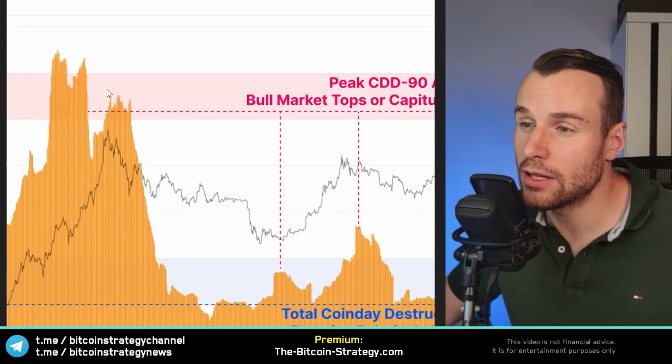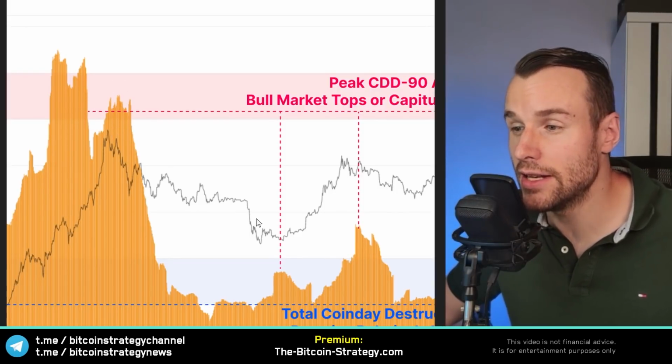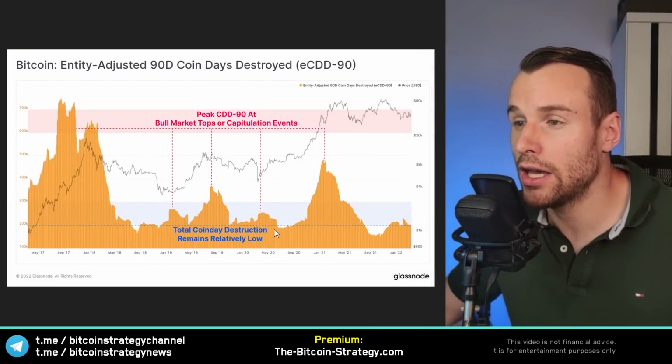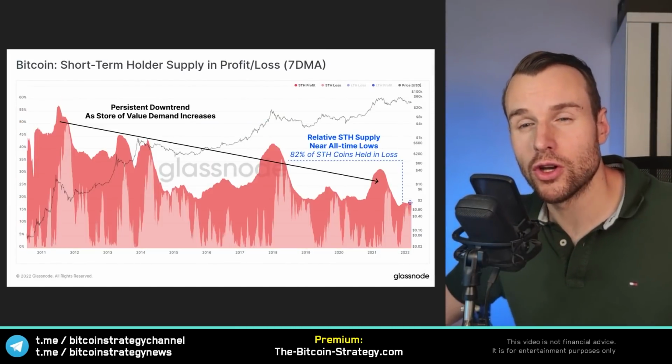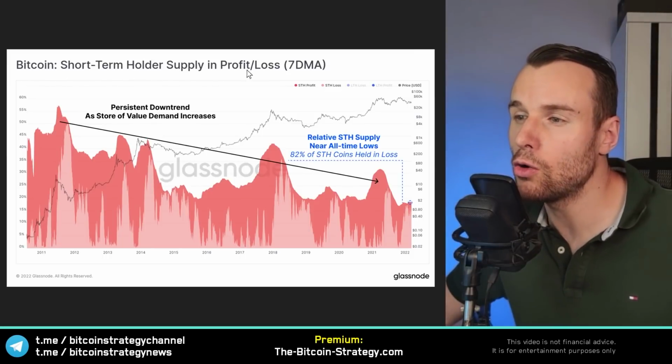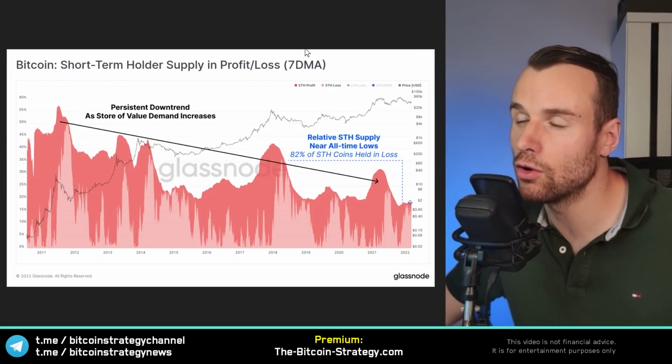It's unlikely that we are in a scenario where there's too much risk in the market, at least for Bitcoin. That's how I interpret these coin days destroyed. Now let's look at something more short-term. Let's look at the short-term holder supply in profit or loss. So a 7-day moving average.